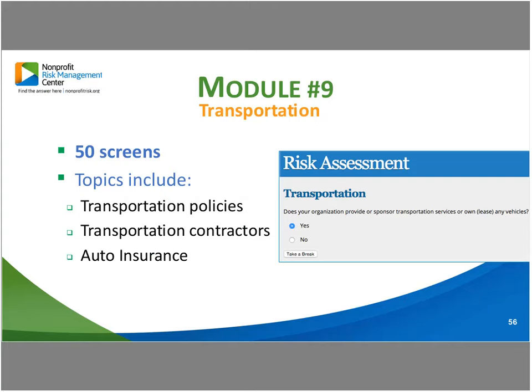So the ninth module is transportation. This is a medium-length module. There are 50 screens here. It's obviously all about transportation, which can be a very vast topic for some organizations. So it asks specifically about policies relating to transportation, as well as whether you have contractors that you use either on a regular basis or for a one-time occasion. And then there's also a few questions at the end about your automobile insurance policy.